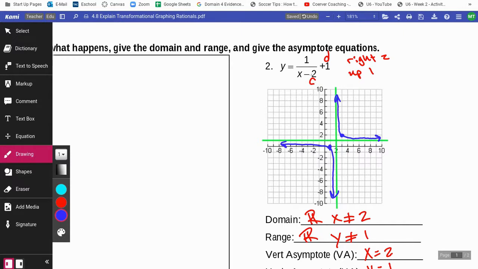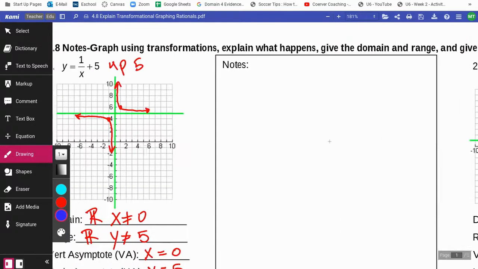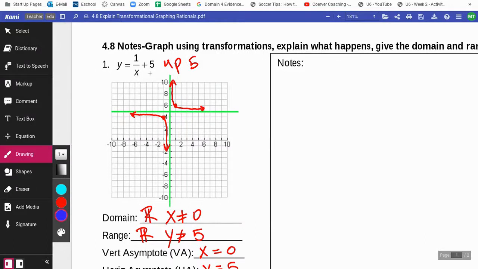If you notice, the C value here was a -2. That tells me x minus 2 means I move right 2. Look at what my VA was. It was a +2. The D value here was a +1, so my HA is y equals 1. If I go back to number 1, there was no C value, so the value of C is 0. My VA was x equals 0. The value of D was +5, and my HA was y equals +5.